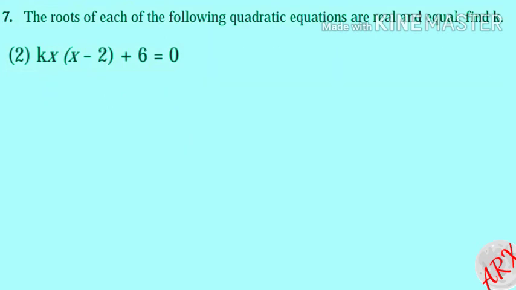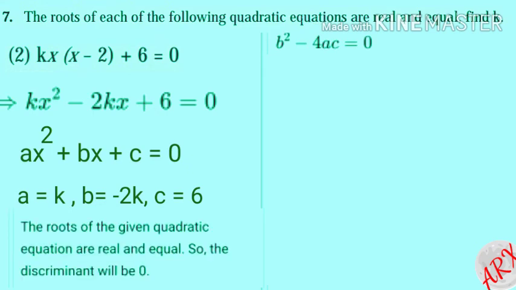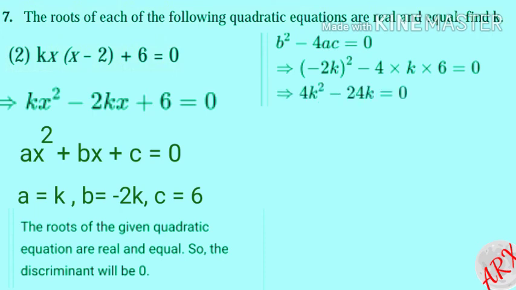Question number 2. kx in bracket (x minus 2) plus 6 equal to 0. So first we will arrange the equation in standard form. We get kx square minus 2kx plus 6 equal to 0. Comparing with ax square plus bx plus c equal to 0, we get a equal to k, b equal to minus 2k, c equal to 6. Now delta equal to b square minus 4ac will be (minus 2k) square minus 4 into k into 6. So we get 4k square minus 24k.